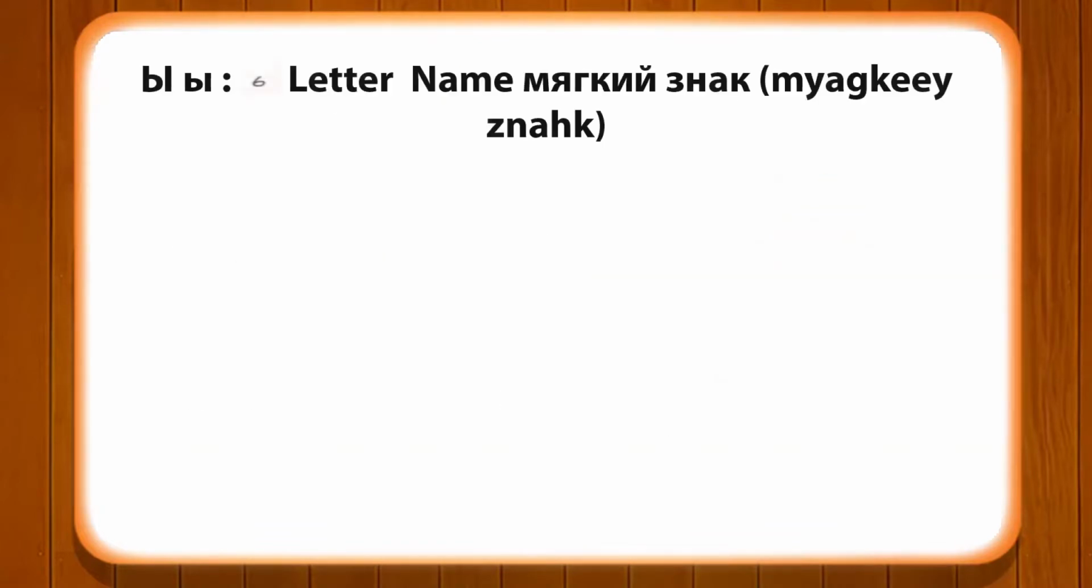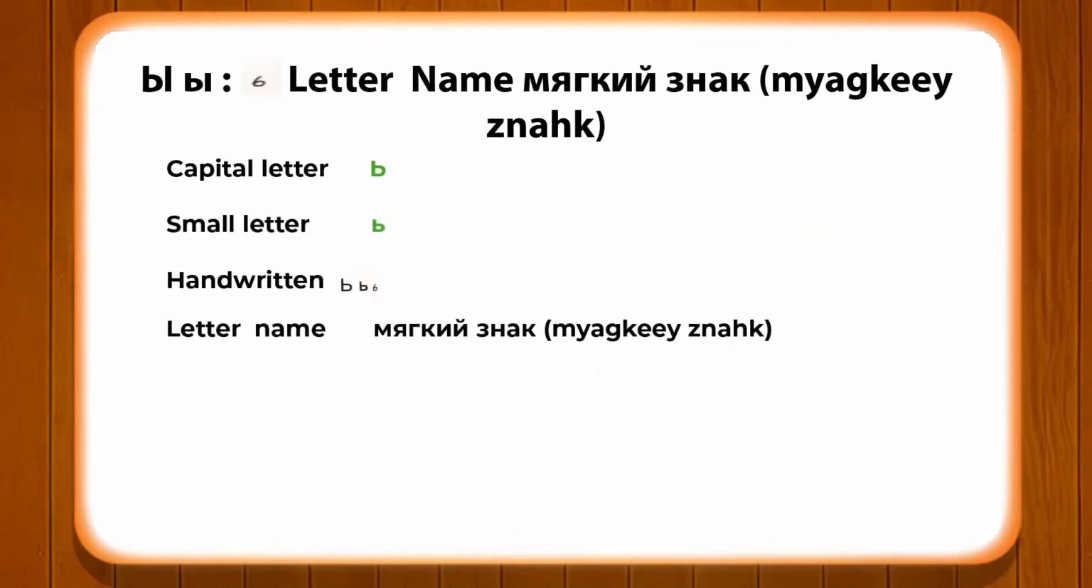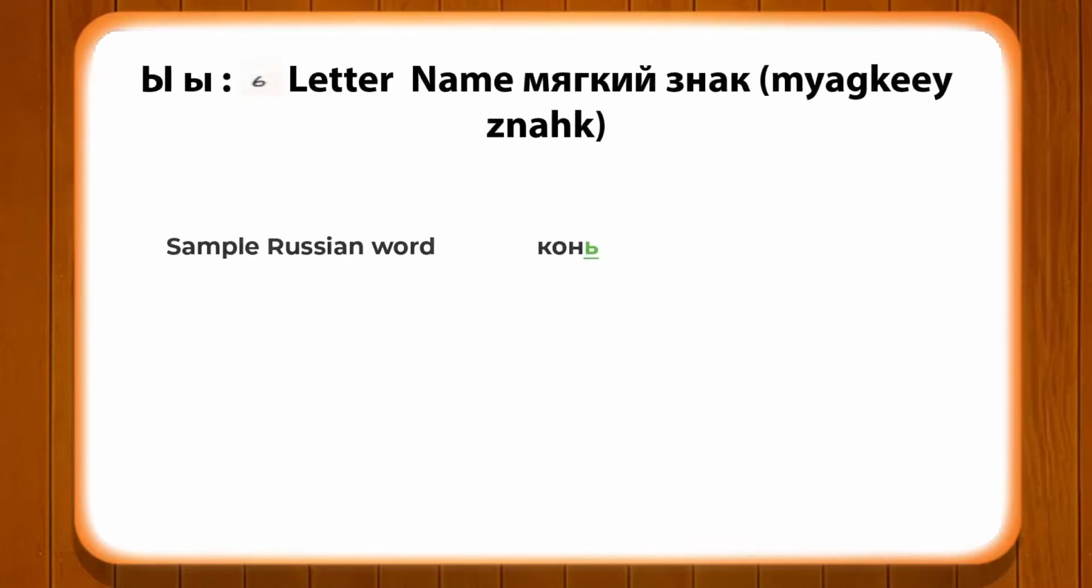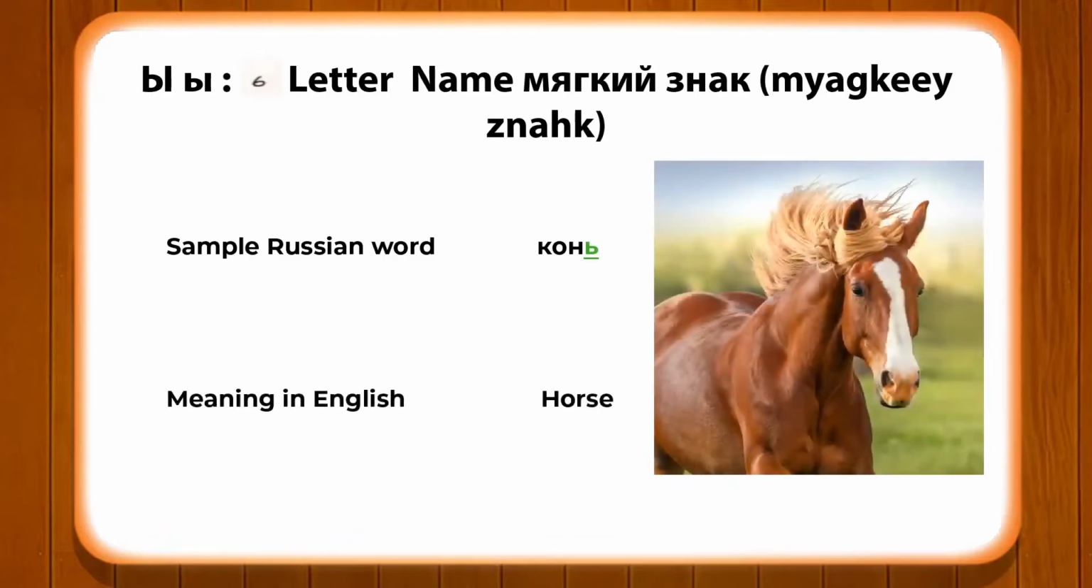Alright, so the next letter is another sign, as we have two signs in Russian, the hard sign which we have just learned, and now this is called the soft sign or the myakkii znak. The soft sign doesn't have its own sound, it softens the preceding consonants. For example, in the case of the Russian word ruble, it doesn't have its own sound, that is why the pronunciation in English has been left blank. But do we have a word in Russian? Yes, it is kon, which means horse.